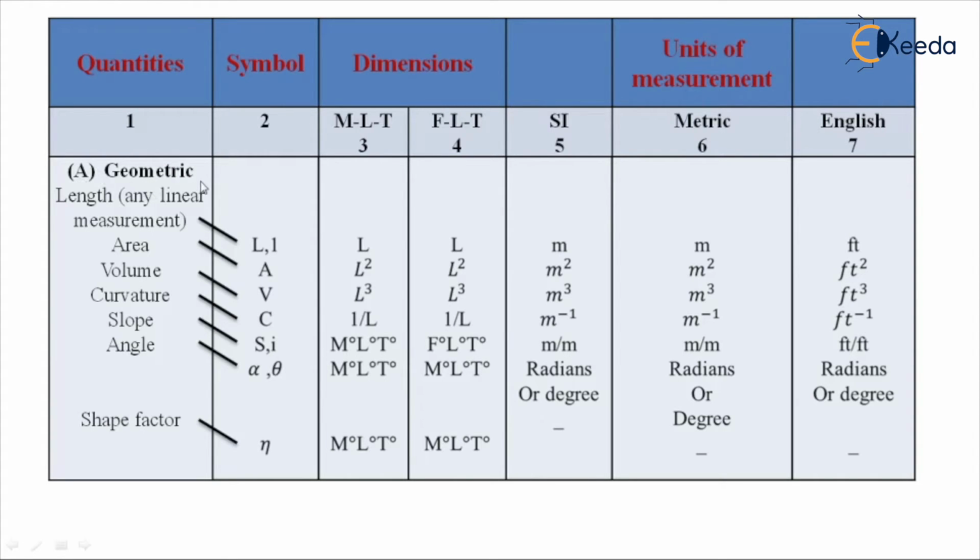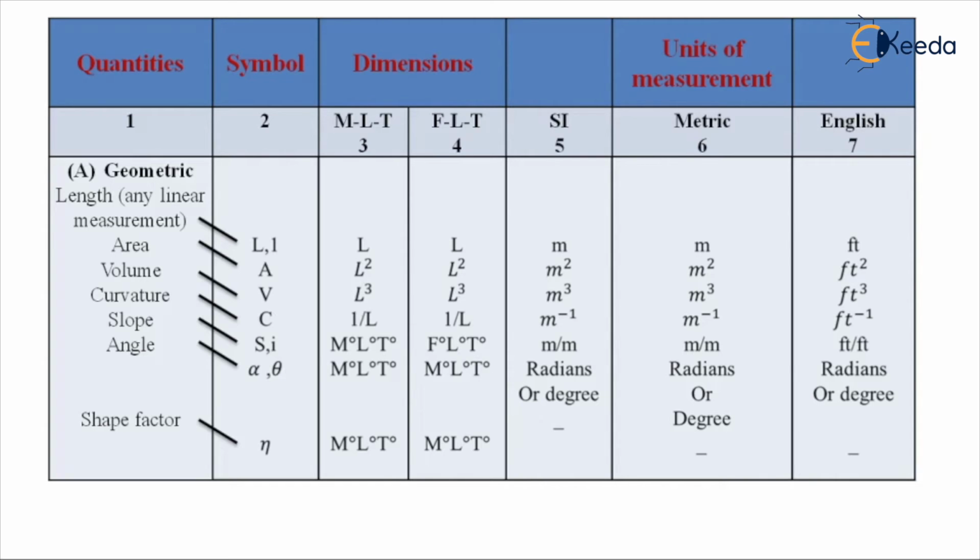Our first is for geometry. That is general. For length, it is a linear measurement. It has only one quantity, that is length. It is represented by capital L in both MLT as well as FLT. Its SI unit is meter, which is denoted by small m. Metric, small m. In English, we will measure in feet. Similarly for area A, the dimension in MLT and FLT is L square, the SI unit is m square, the metric unit is also m square, and the English unit is feet square.